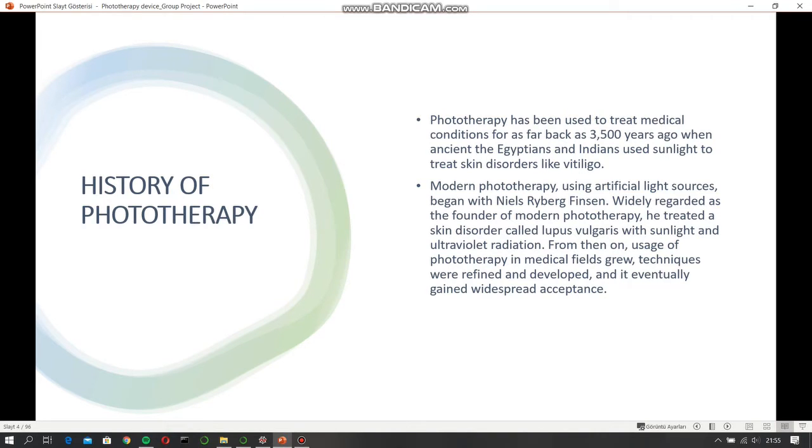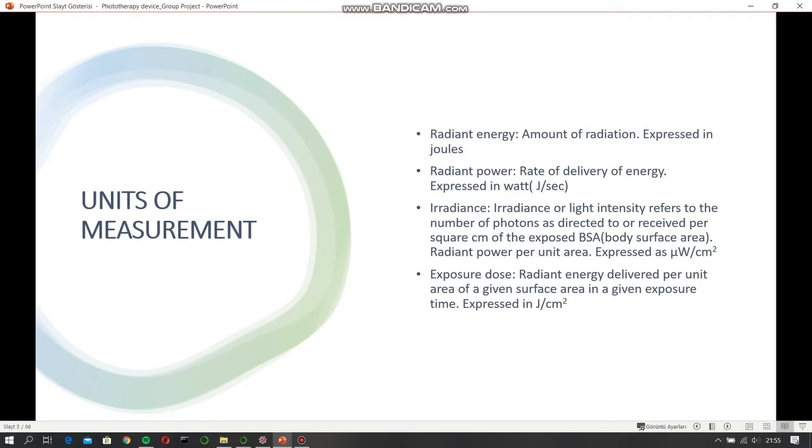From then on, usage of phototherapy in medical fields grew, techniques were refined and developed, and it eventually gained widespread acceptance. And there are some units of measurement that we should know before starting with the phototherapy device. These are the radiant energy, the amount of radiation expressed in joules. Radiant power, the rate of delivery of energy expressed in watts.